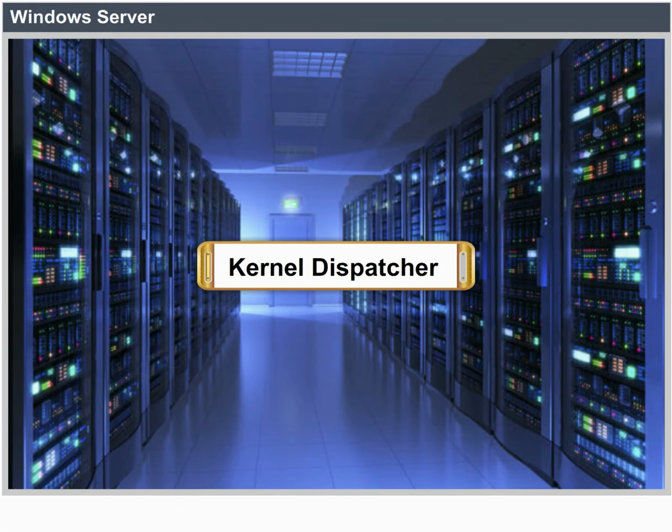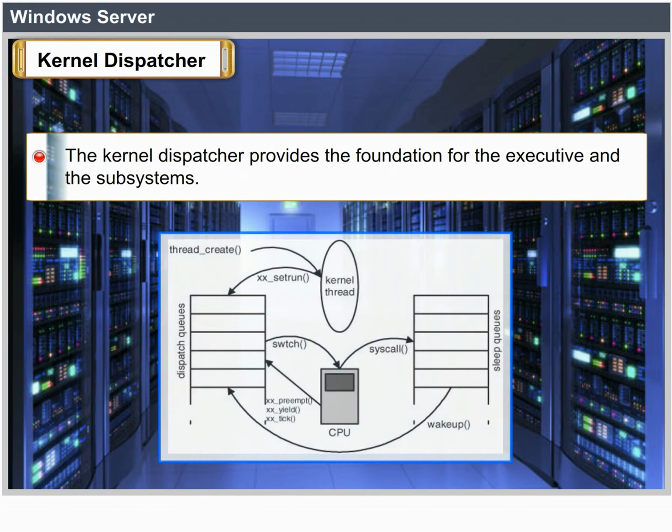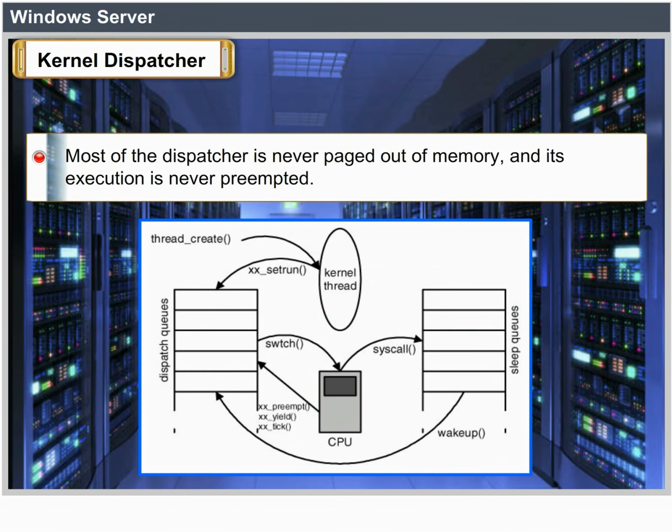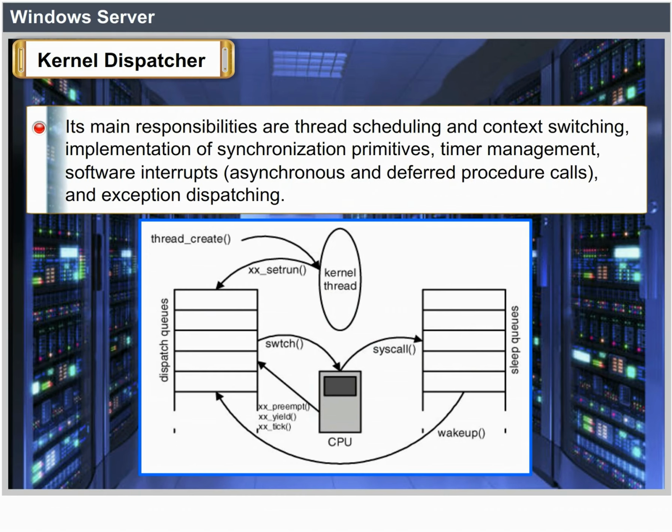Kernel dispatcher. The kernel dispatcher provides the foundation for the executive and the subsystems. Most of the dispatcher is never paged out of memory and its execution is never preempted. Its main responsibilities are thread scheduling and context switching, implementation of synchronization primitives, timer management, software interrupts, asynchronous and deferred procedure calls, and exception dispatching.